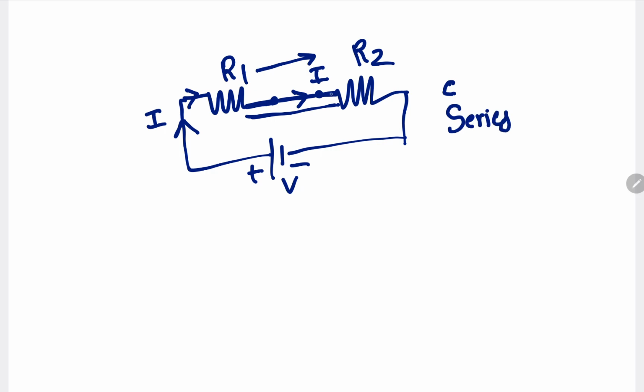From R1 to R2 we have only one path for the current. When there is only one path for the current, then things are connected in series. Let us see one more connection.